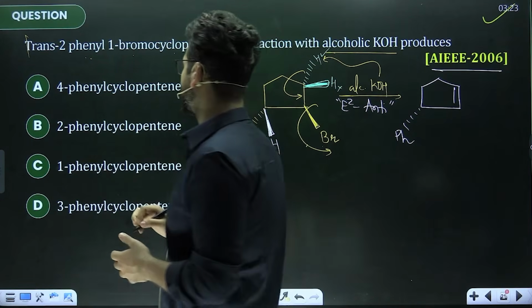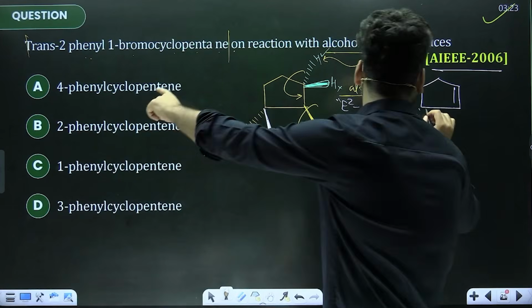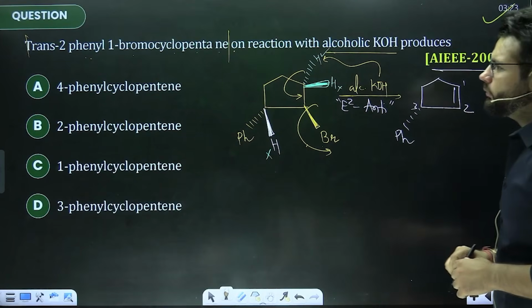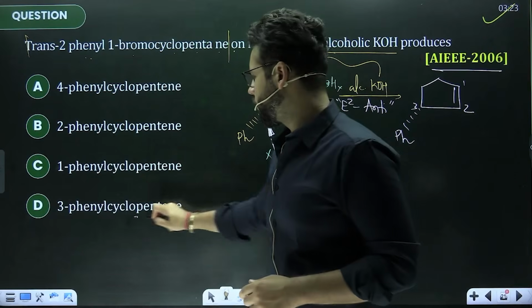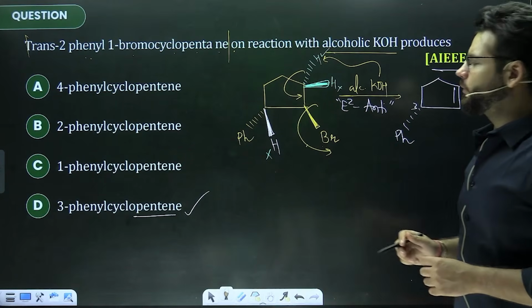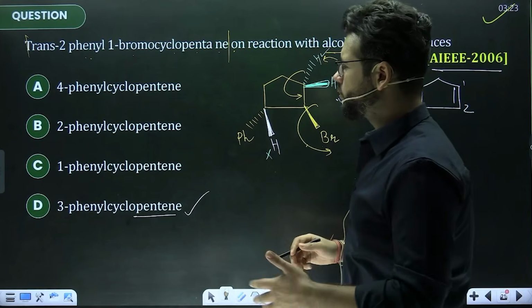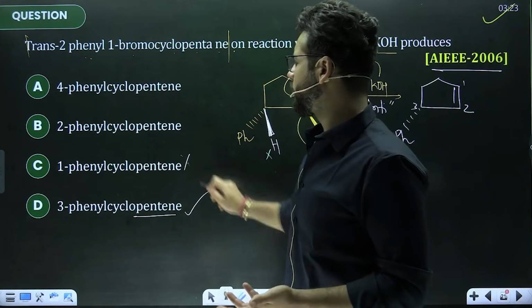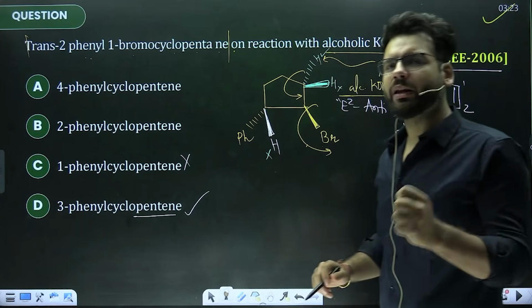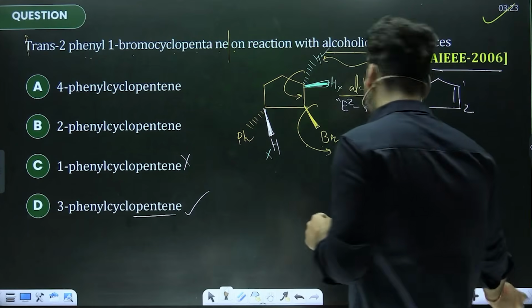Okay, a good reaction. So we get what? We get 3-phenylcyclopentene. It's a nice question. If you try to do it faster, you may get this answer, but this is the wrong answer. You need to know that E2 mechanism is an anti-periplanar mechanism.